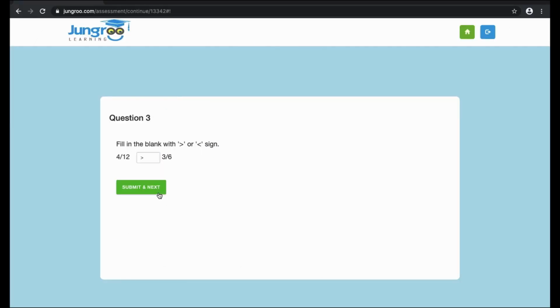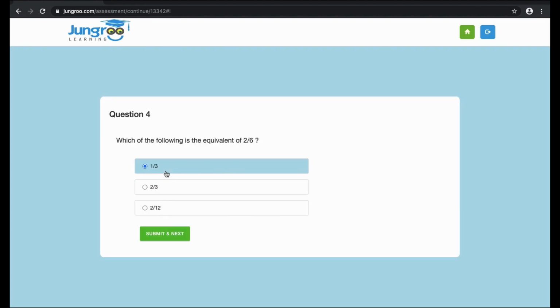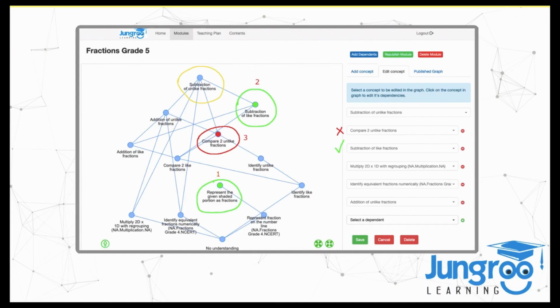Namratha gets it wrong. She gets her fourth question from identify equivalent fractions numerically. Let's understand why Professor Pi chose this particular concept for the fourth question. Namratha answered the third question wrongly. Professor Pi makes a note of it and moves to the next dependent concept, which is identify equivalent fractions numerically. Let's go back to the assessment screen now.